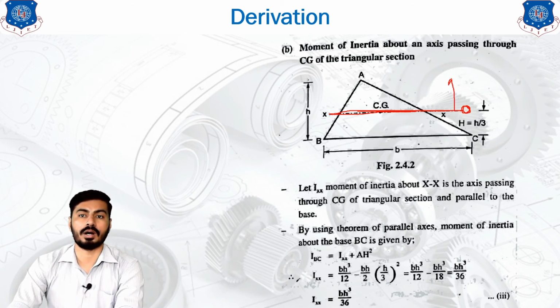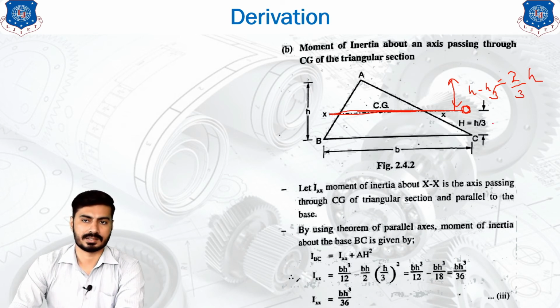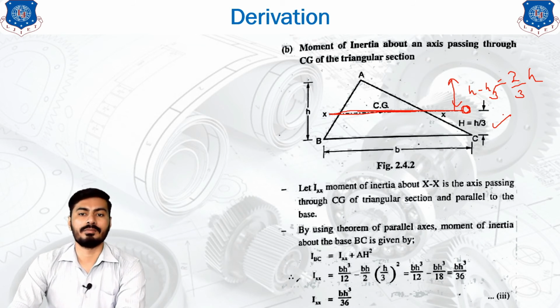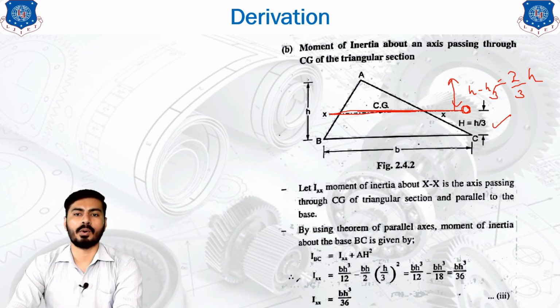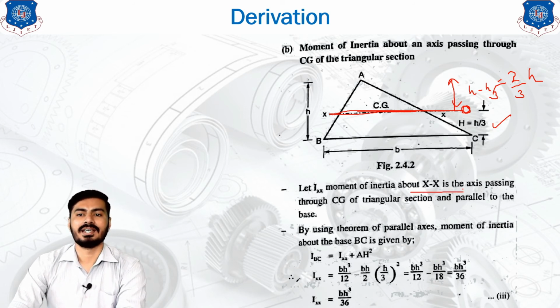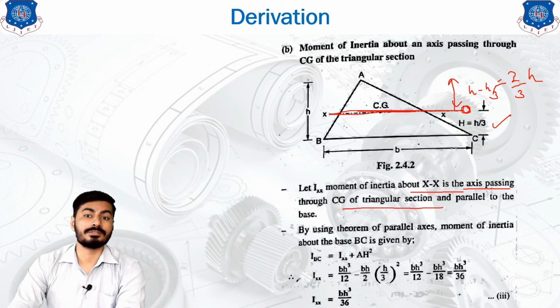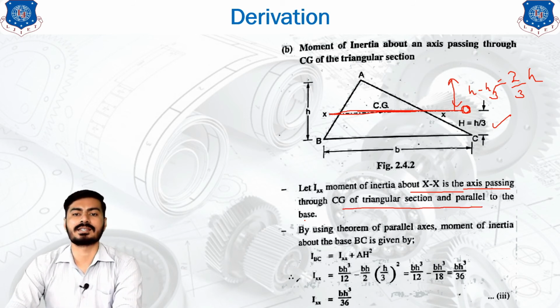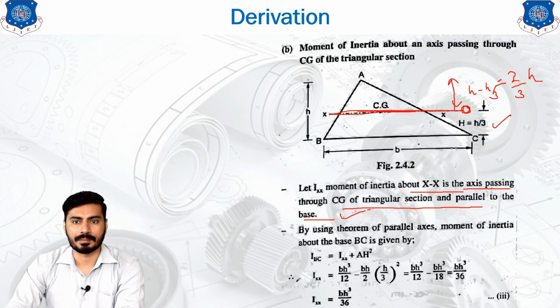From this axis, the upward distance will be h minus h by 3, or 2 by 3 into h, and the bottom distance is nothing but h by 3. Okay, so we don't have to apply any limits, because we are going to apply the parallel axis theorem. So first we take the moment of inertia about the x-axis, the axis passing through the CG of the triangular section, parallel to the base. This is very important. As this is parallel, we can apply the parallel axis theorem. So the parallel axis theorem is applied over here.